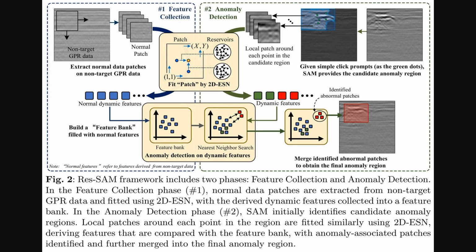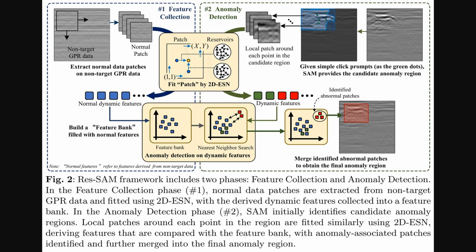Okay. So building on that understanding of ground-penetrating radar data, this gives us a clear flowchart of the reservoir-enhanced segment anything model framework itself. It's broken down into two main phases. First, there's feature collection. This phase starts with non-target ground-penetrating radar data. Basically, data from areas known to be normal. Small patches are extracted from this normal data. Each patch is then processed using a core component called a Dual-Directional Echo State Network, or 2DESN.